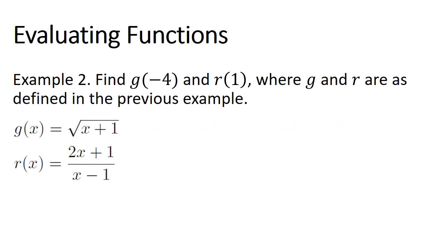So, let's try other examples. Example number 2, find g of negative 4 and r of 1, where g and r are as defined in the previous example. So, ito lang din yung mga example kanina, and we are going to find g of negative 4 and r of 1. So, g of negative 4, kay g ka lang magsasubstitute. Ibig sabihin, g of negative 4 is equal to the square root of negative 4 plus 1, which is equal to square root of negative 3.